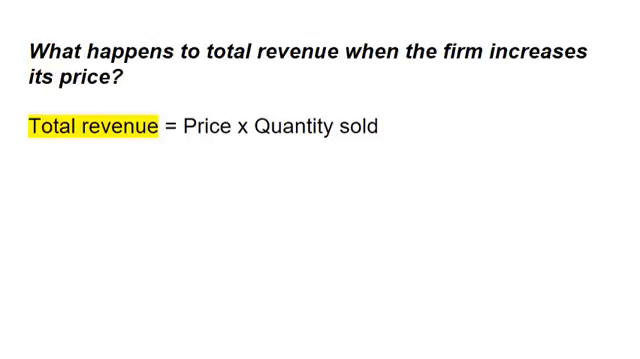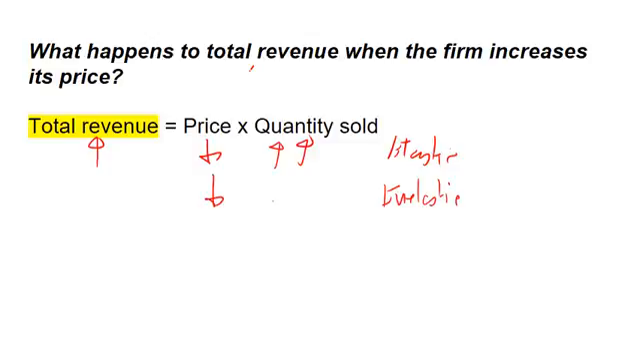Now, what happens when the firm decreases its price? If the demand is elastic, then a decrease in price will lead to a large increase in quantity sold, and therefore total revenue will increase. If the demand is inelastic, a decrease in price will lead to a small increase in quantity sold, and therefore the product and total revenue will decrease.